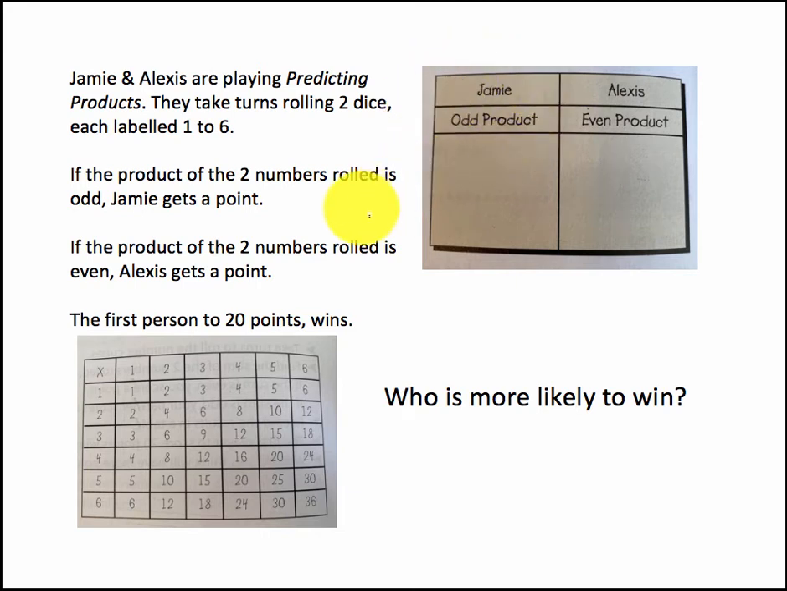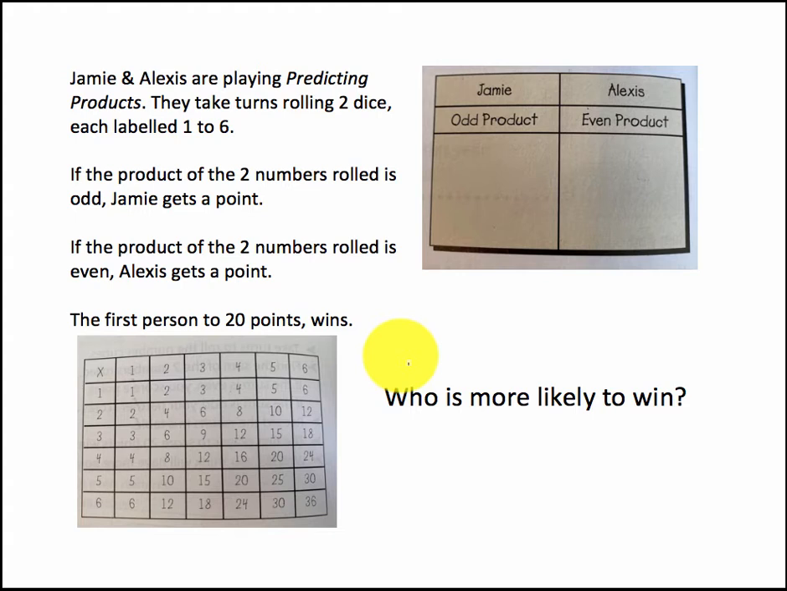So for example, if one of the dice is a 1 and the other dice is a 3, well, you multiply those together. 1 times 3 is 3, that's odd, so Jamie would get a point in that case. Yep. If the product of the 2 numbers rolled is even, Alexis gets a point, and the first to 20 points wins. So the question here is, who is more likely to win?